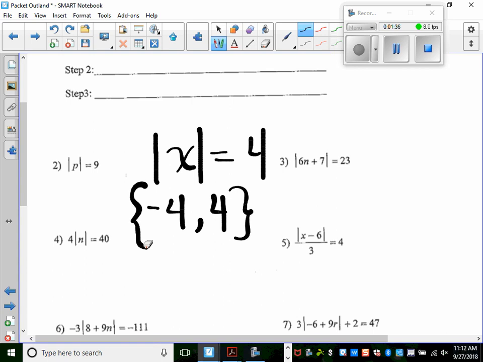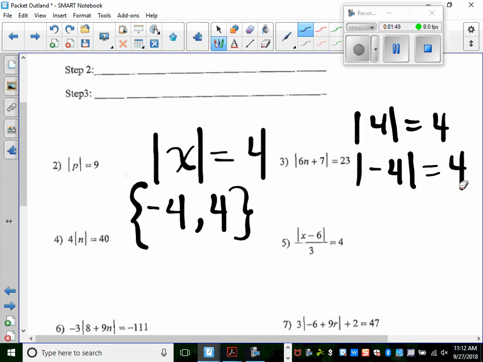Okay. And usually what we do is put those answers in set brackets, because we already know that the absolute value of 4 equals 4, and also the absolute value of -4 equals 4. And that's going to be important, because then you're going to understand in a few minutes why we separate the equation into 2 parts. And this is the reason, because the value of x could be negative or positive. Okay. All right, so let's go back to our steps.